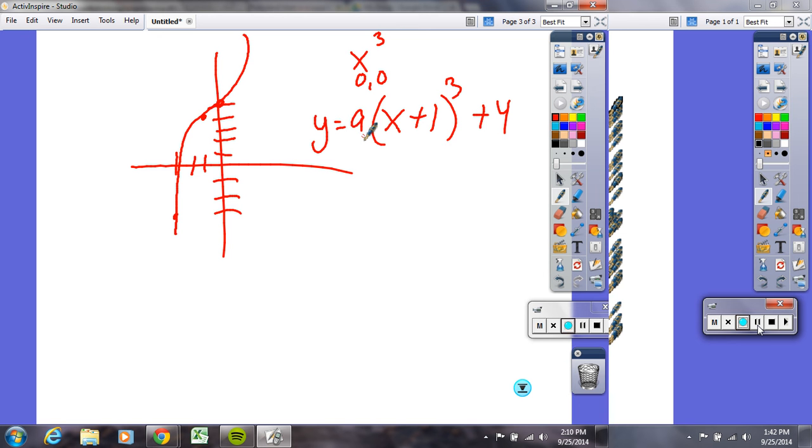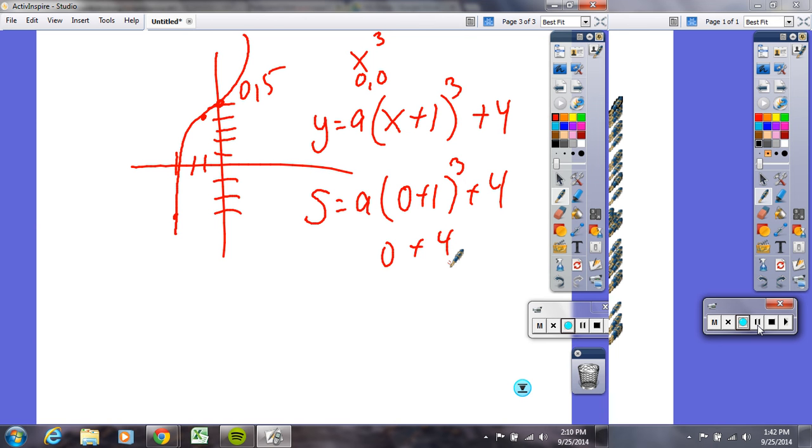Notice that's why they give you other points. So this point (0, 5). So what do you guys think I'm going to do to find that a value? Plug in 0 for x and 5 for y, right? So I go 5 equals a(0 + 1)^3 + 4. What's 0 plus 1? 1 cubed. 1 times a. Oh, excuse me, what the heck was I thinking? That's an a. Equals 5.